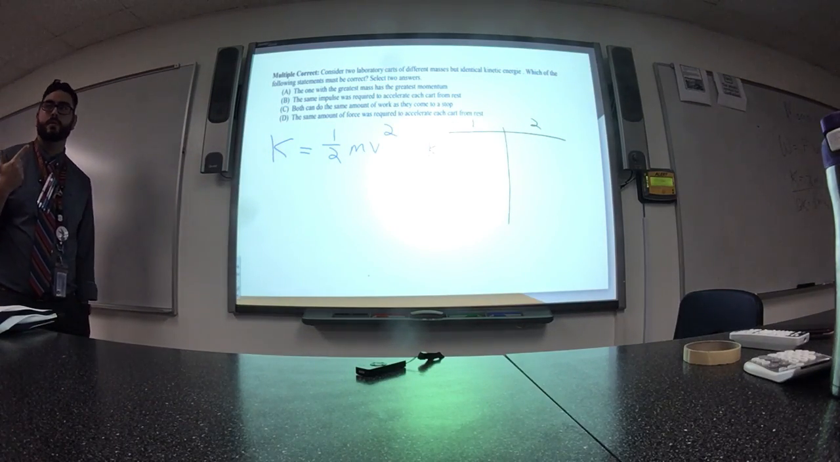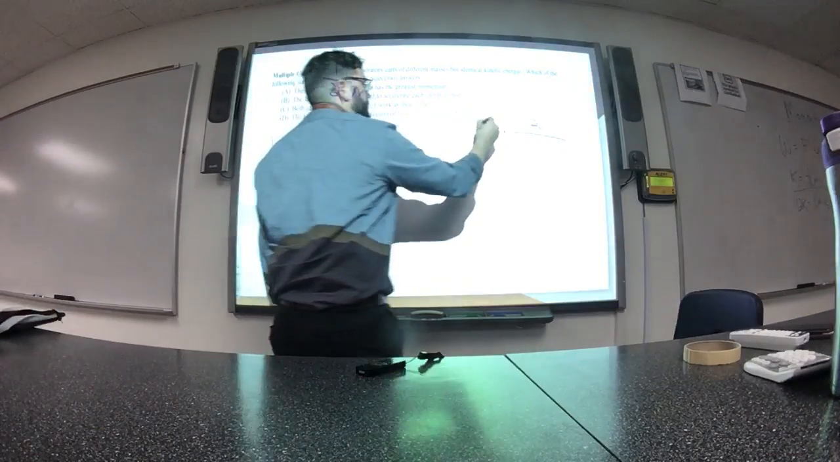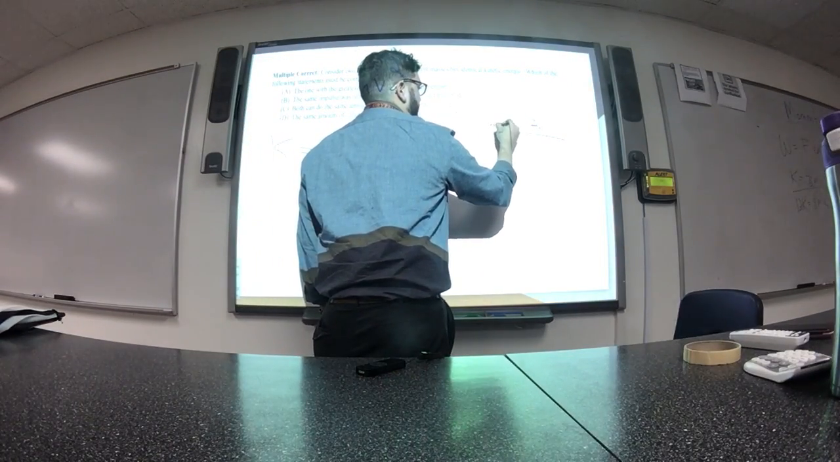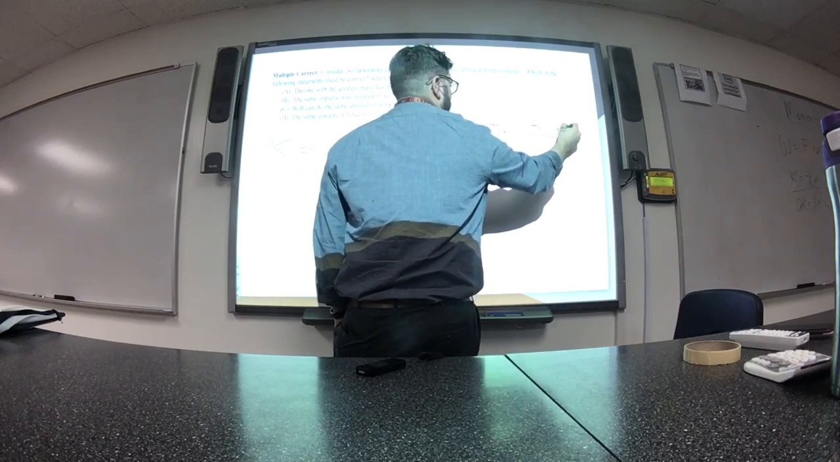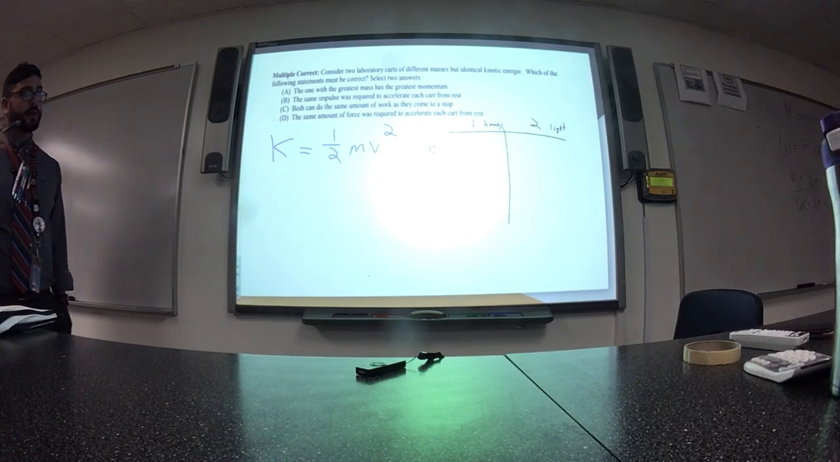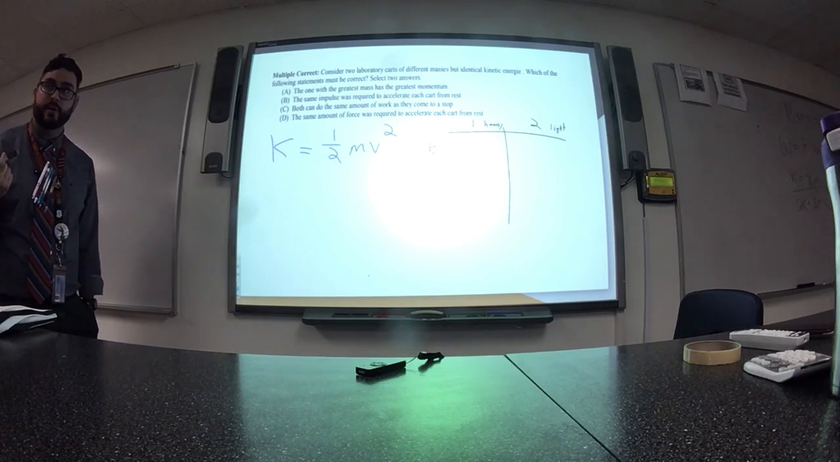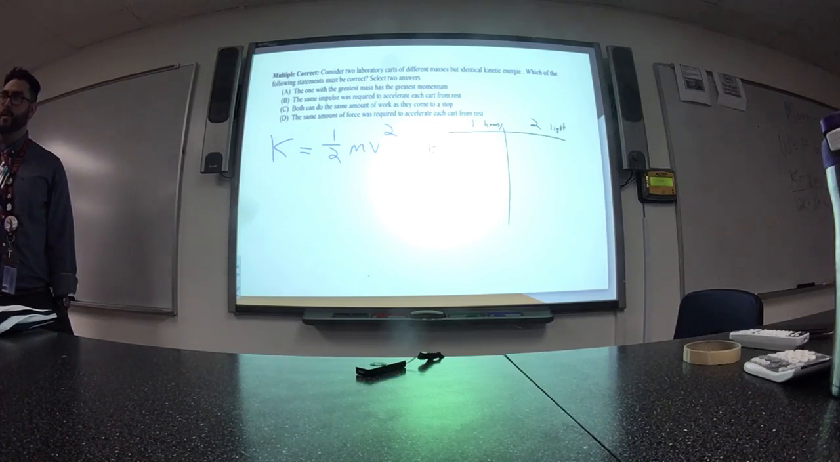Are we assuming that cart 1 is heavier? We can pick whichever one you want. Cart 1, let's say this one is heavier. Because they have different masses, one has to have a different velocity. So in terms of their kinetic energies, if cart 1 is heavier, then it has to be going slower.